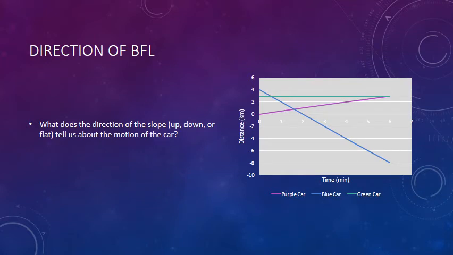So the first trend has to do with the direction of the best fit line. This is a new graph that has 3 objects on it. It has a purple car, a blue car, and a green car, and one of them has an upslope line, one of them has a downslope line, and one of them is flat. So the question is, if you look at this graph, and I'd like you to take a second without just listening to the answer, to think about how does the direction of that slope tell us something interesting about the motion of the car.